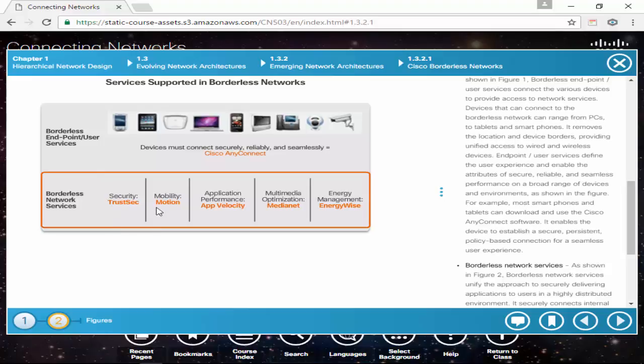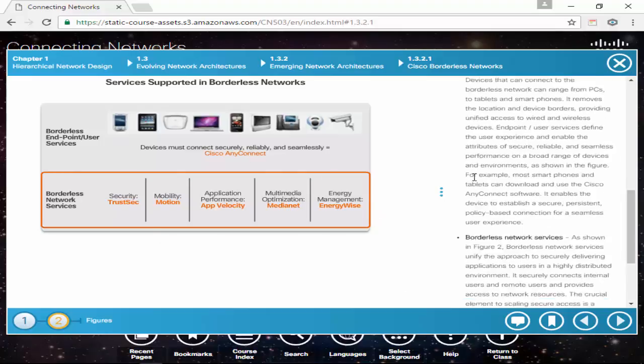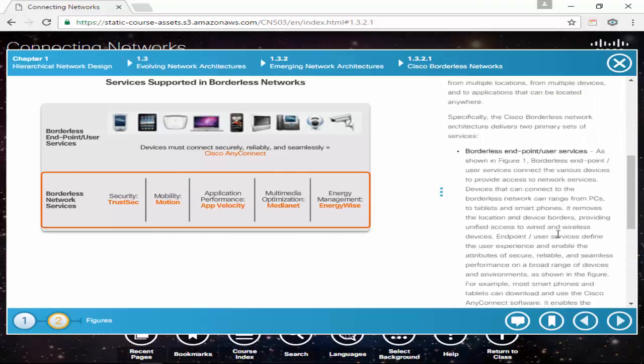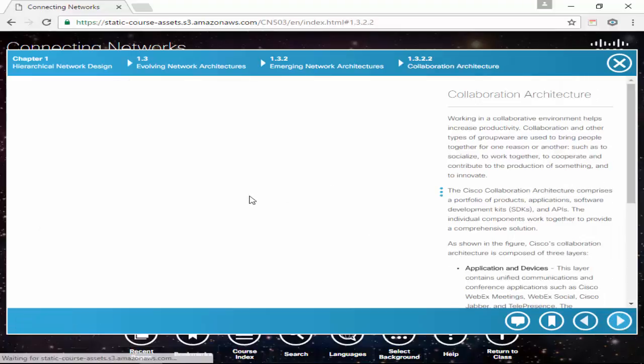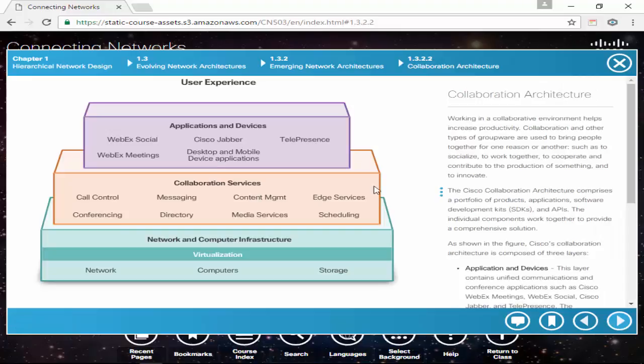The security is called TrustSec. The mobility is Motion. Application is App Velocity. Multimedia is MediaNet, and energy is EnergyWise, just as this graph says, and that's really all you need to know about it. Unless you are a Cisco partner, then you need to know how to set it up. But mostly they're just throwing some brands out there of stuff they're doing so you can see it.